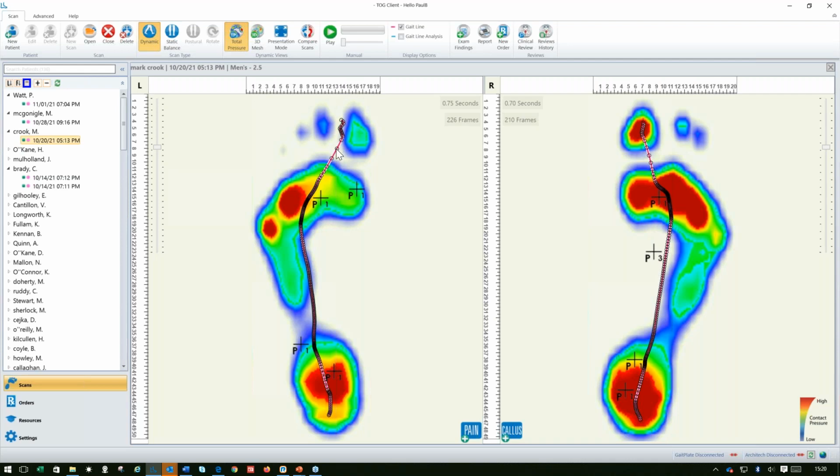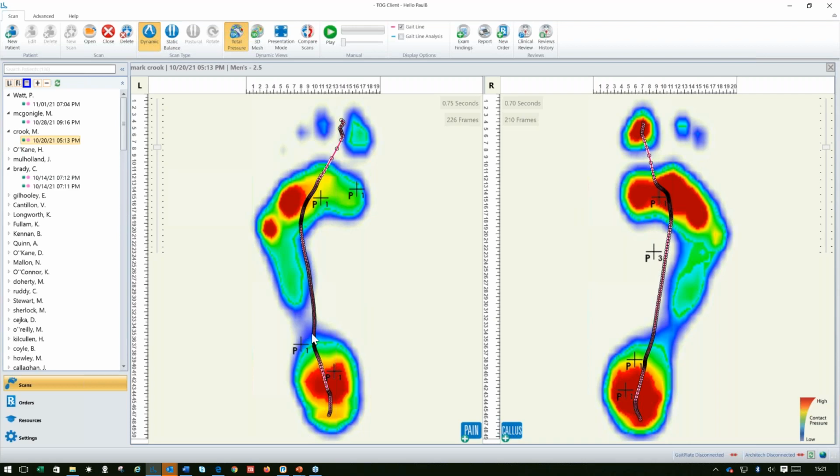Remember, each one of these dots is like shutter speed in the camera, and there's 300 images taken every second. So the further apart they are, the faster the foot's loading. You can see from a glance that this is loading through the rear foot quite quickly. And you can see from a glance that it's moving quite quickly through toe off. And you can see on the right foot that it's moving through midfoot as the foot's loading quite quickly. You can also see that where the knee loads here, there's a little rotation happening.